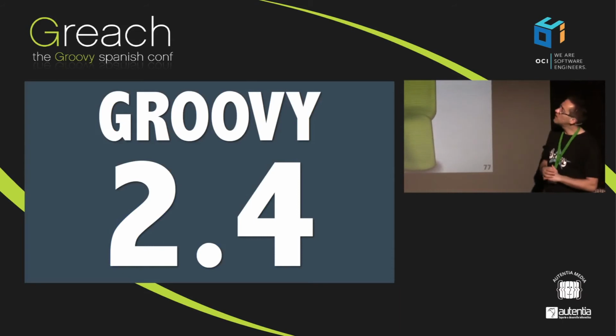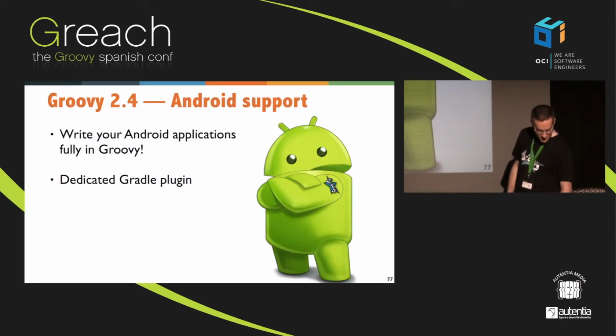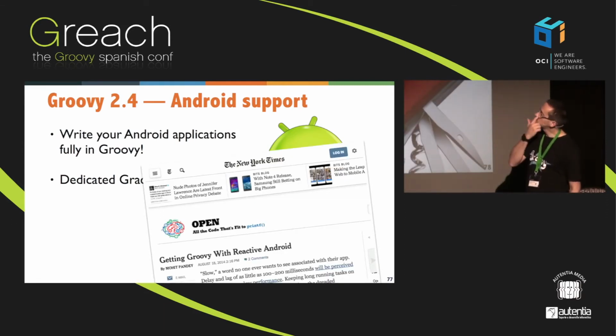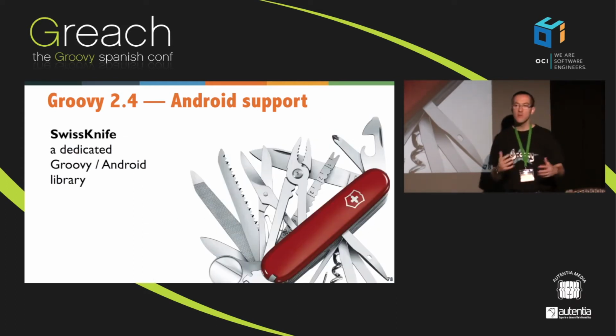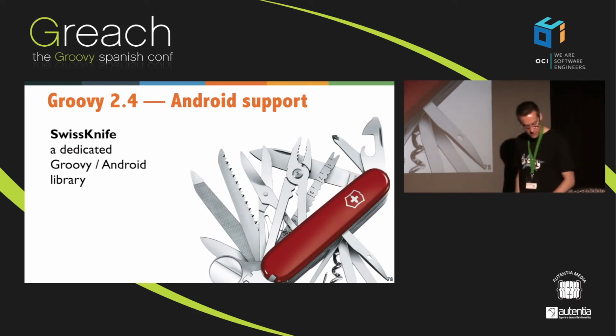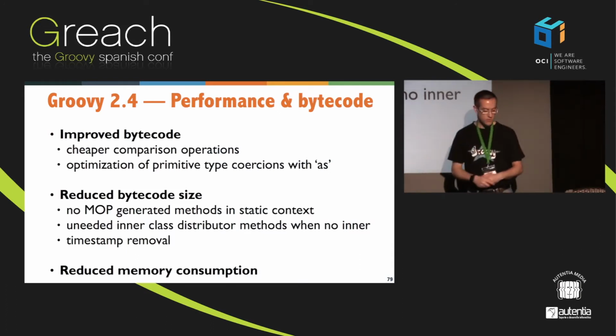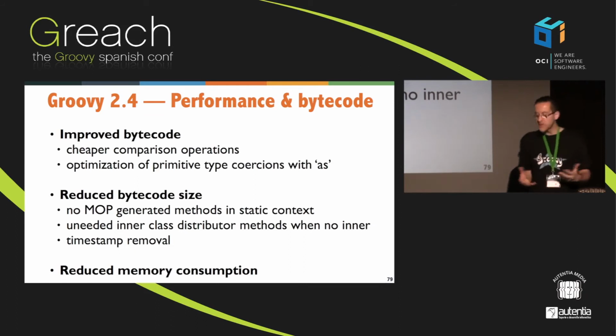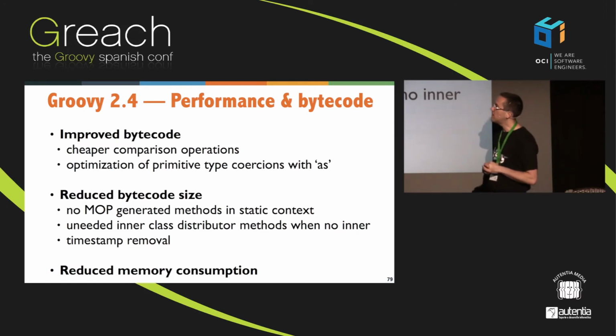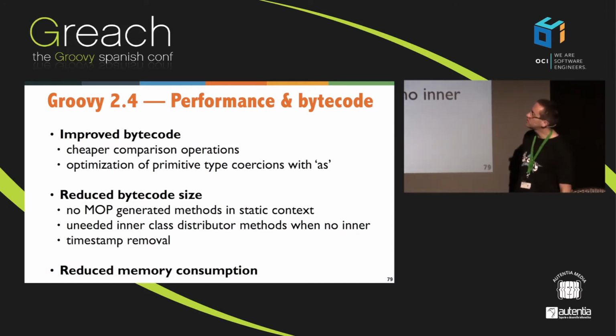Groovy 2.4, which we released last year, added Android support. For the Android support, there's a nice project, Swissknife, dedicated to simplifying the development of Android applications with Groovy. If you're developing an application on Android and want to use Groovy, be sure to check out Swissknife. Also, to support that work, it was a great occasion for improving the bytecode we were generating to make it lighter and faster here and there, as well as some memory consumption reduction.